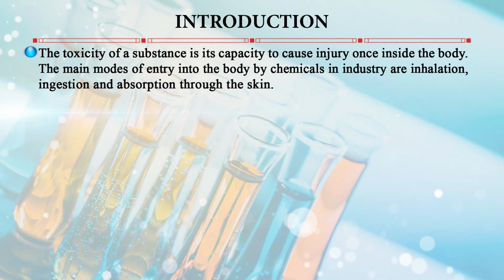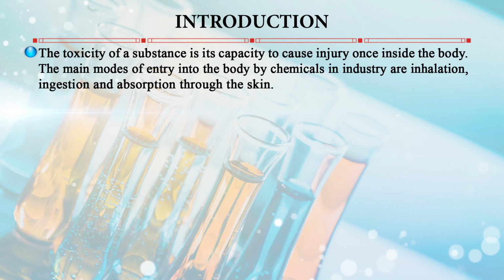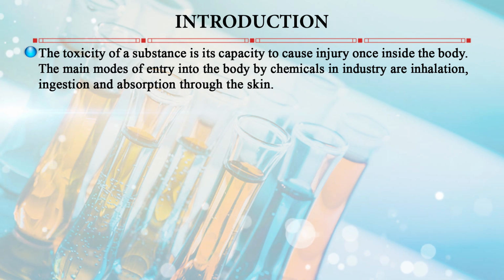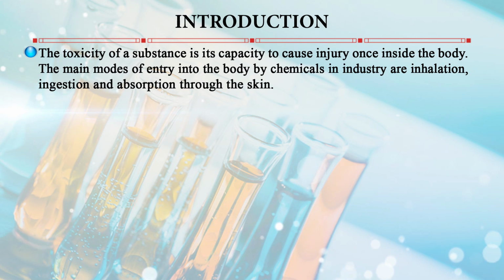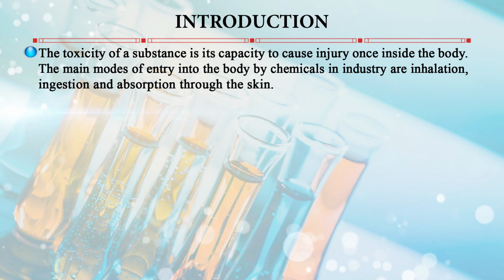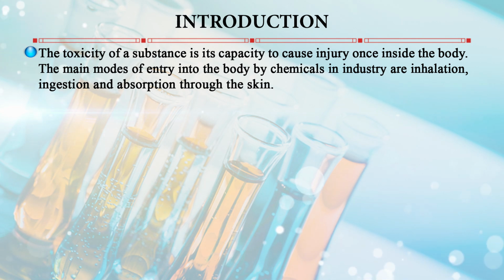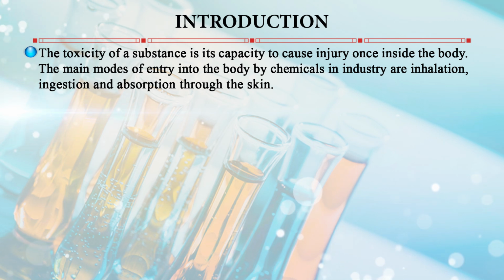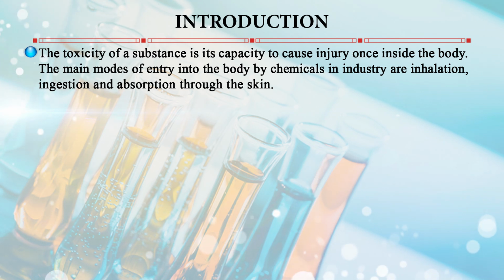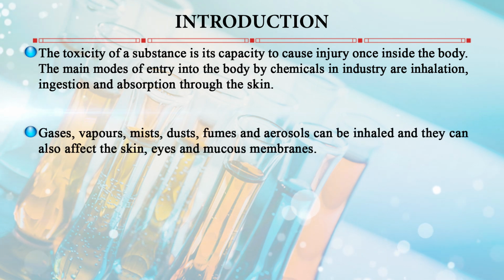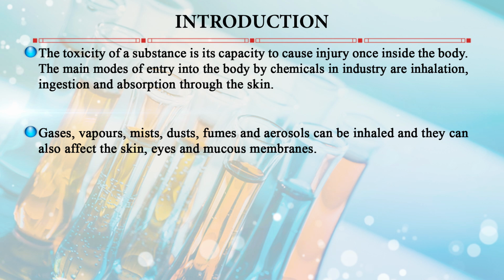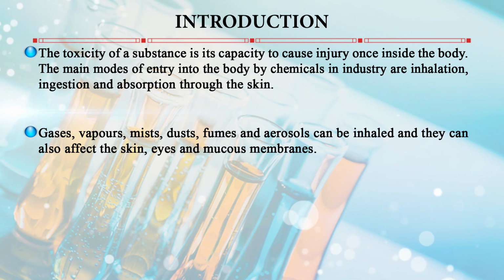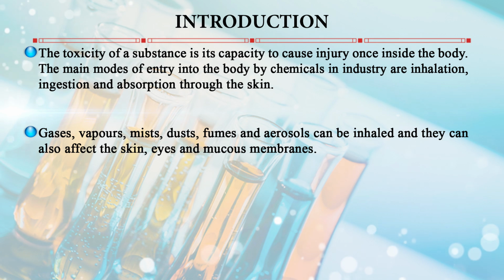Now we will see today's topic, that is chemical toxicity. The toxicity of a substance is its capacity to cause injury once it has entered the body. The main routes of entry into the body, in industries, are inhalation, ingestion and absorption through the skin. Chemicals like gases, vapors, mist, dust, fumes and aerosols can be inhaled, and they can also affect the skin, eyes and mucous membranes.